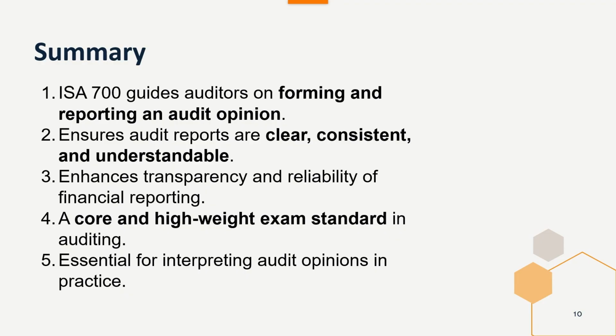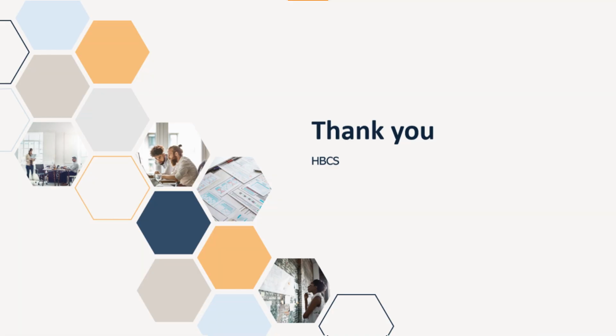Let's move forward towards our summary. To summarize, ISA 700 guides the auditor on forming and reporting an audit opinion. It ensures the audit report is clear, consistent, and understandable. This standard enhances the transparency and reliability of financial reporting. I hope you understood this video, and after completing it, you will be able to understand what ISA 700 is all about. That's all. Thank you.